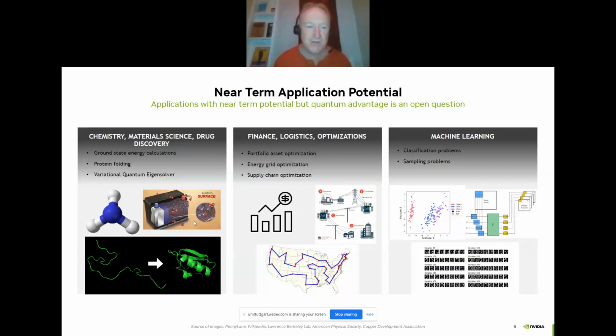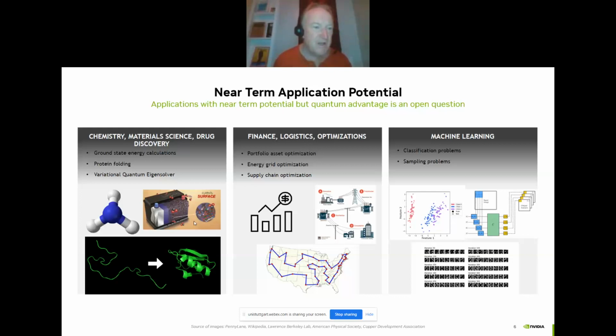So the research is on. It's an area of active research. This near-term potential is to be proven, and these are some of the areas where people are expending a lot of their current efforts to look for opportunity to find this quantum advantage.